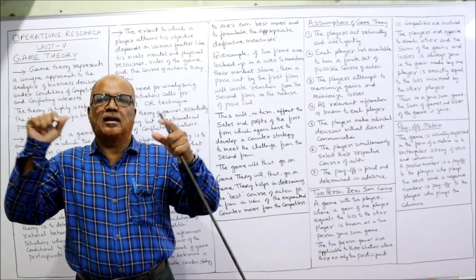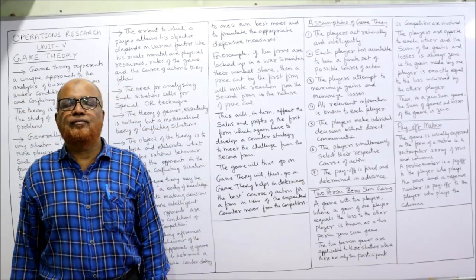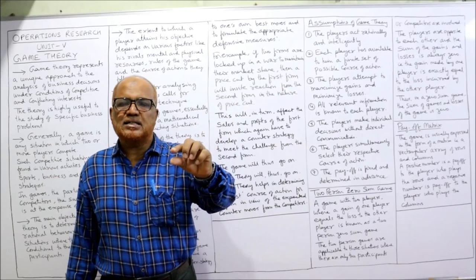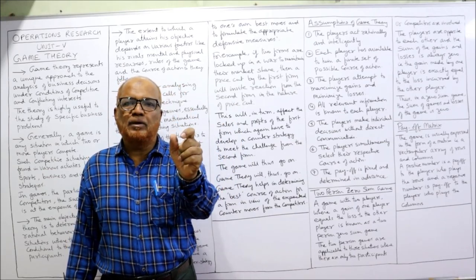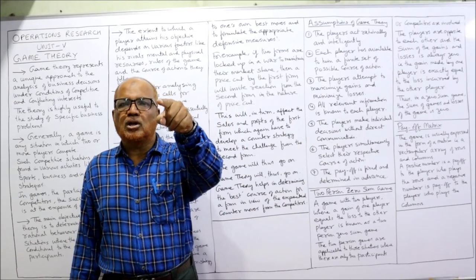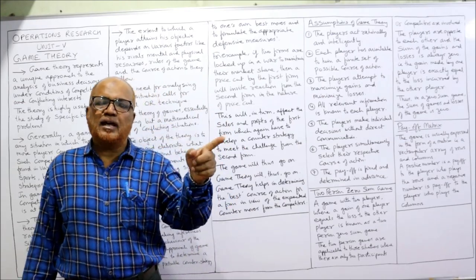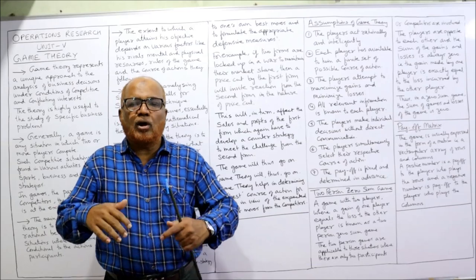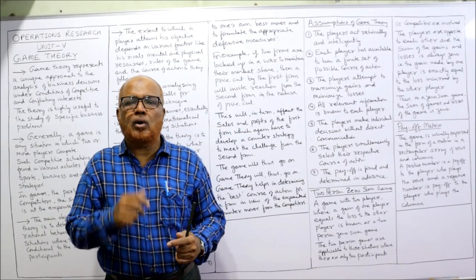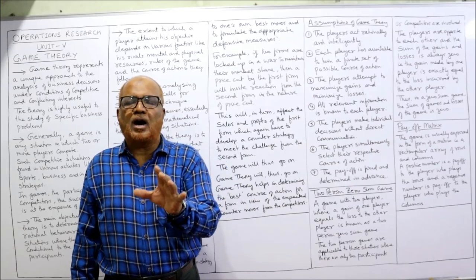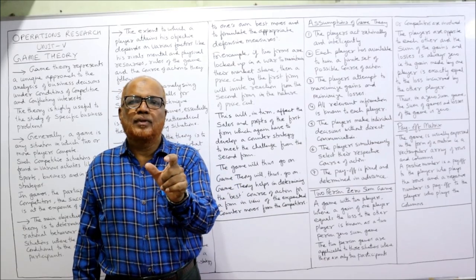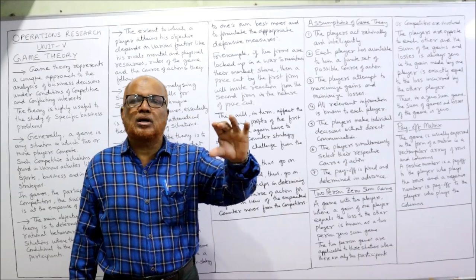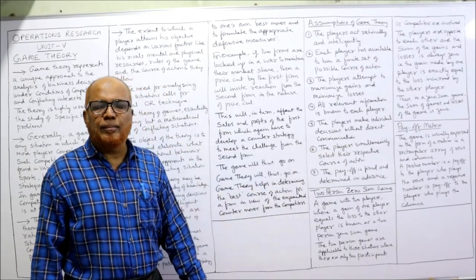In this rectangular matrix, we write the payoff. Payoff means the outcome of the game. Suppose player A has selected A1, player B has selected B1. So how much is the gain to A? How much is the loss to B? Similarly, if player A has selected A3, whereas player B has selected B2, then what would be the outcome of the game? That is called a payoff. So all the payoffs are written in matrix form. In rows, one player's strategies, in columns, the other player's strategies, and all the outcomes are given. That is called the payoff matrix.